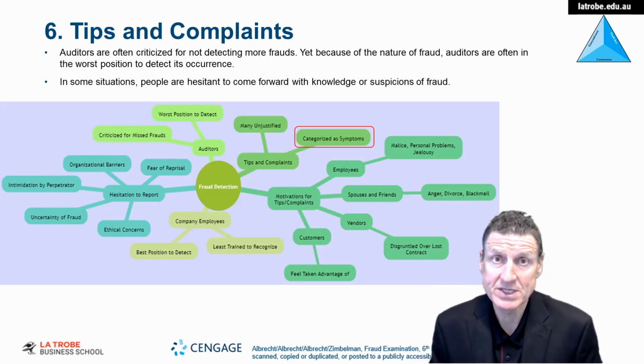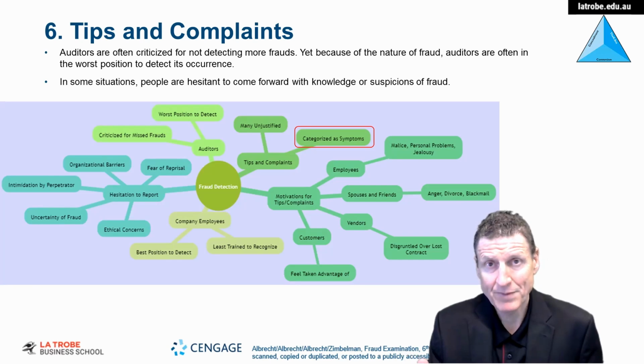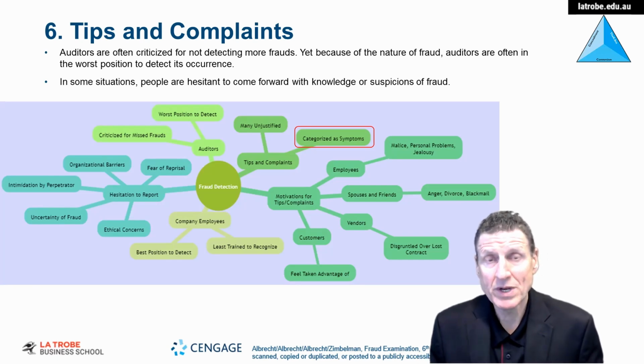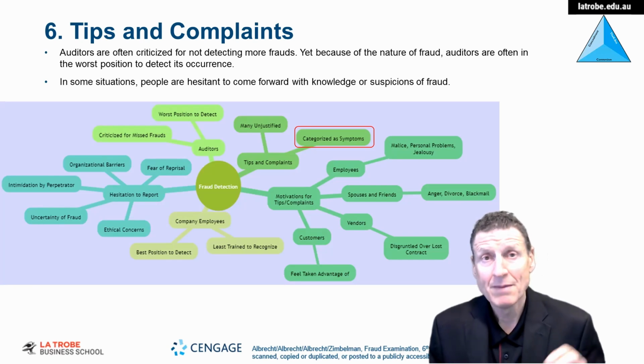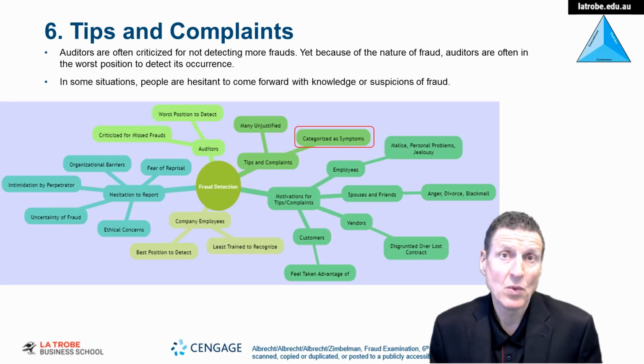But in some situations, people are hesitant to come forward with knowledge and suspicions of fraud. So this is a double-edged sword here. We cannot rely on auditors because they're not in the organization 365 days of the year. And number 2, we cannot rely always on employees or management who are in the organization 365 days of the year. Why? Because they might not have complete knowledge or suspicion of what to look for to see if fraud is occurring.